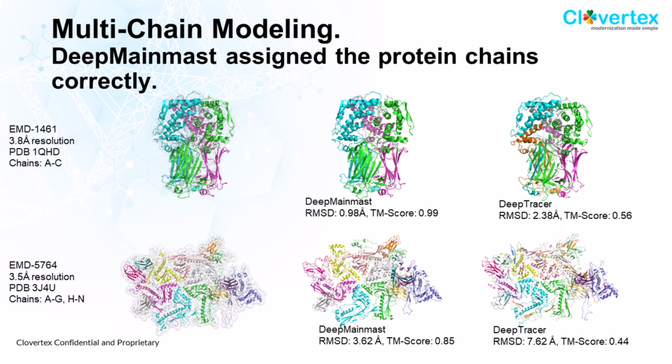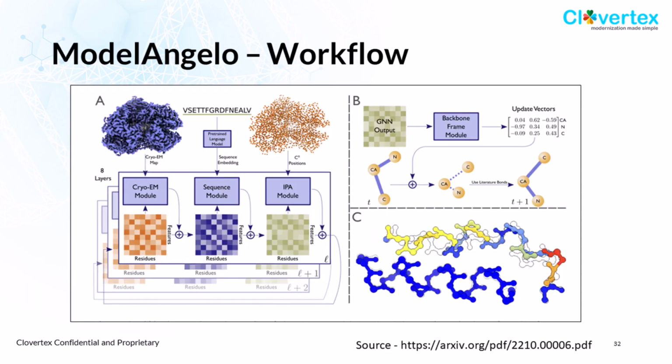Then this slide is about multi-chain modeling. DeepMainmast also has a specific algorithm to connect the multi-chains correctly. It's not an easy problem, especially for homo-multimer cases, because the sequences are the same between different chains. But DeepMainmast has a specific algorithm to connect the chains in a very natural way. Okay, and I think that's all I have.